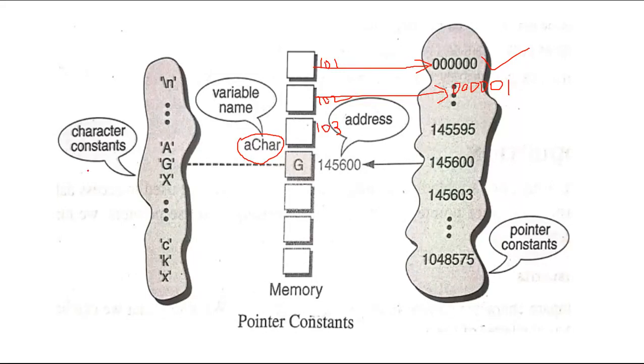So from these character constants, we are declaring a variable to store this G. That G will be stored inside a memory location, and that memory location will have a specific address. This is your pointers concept.